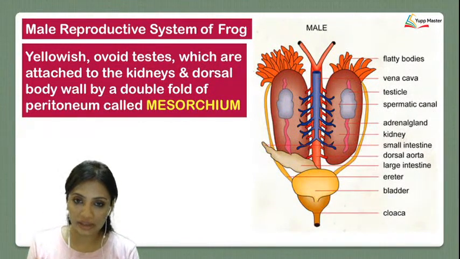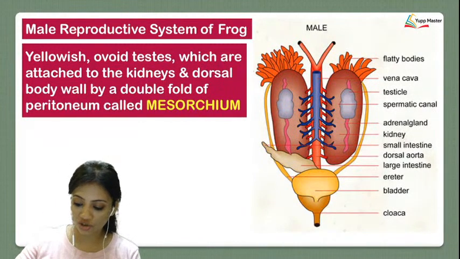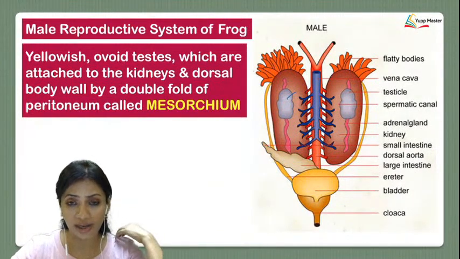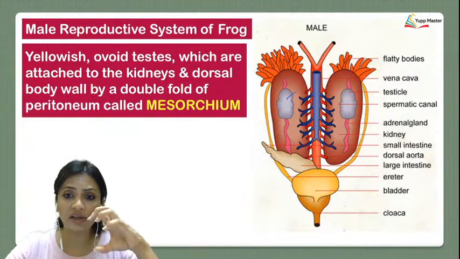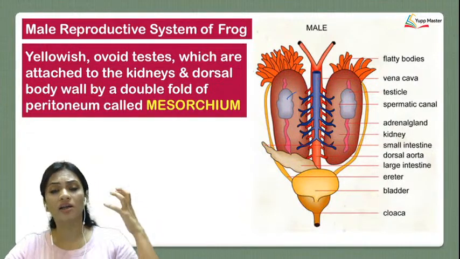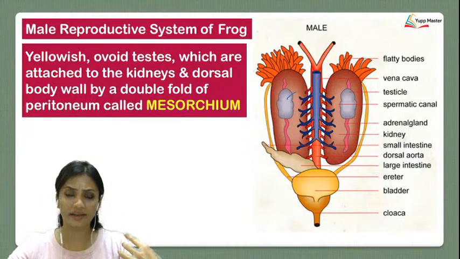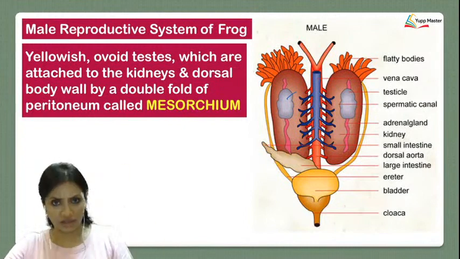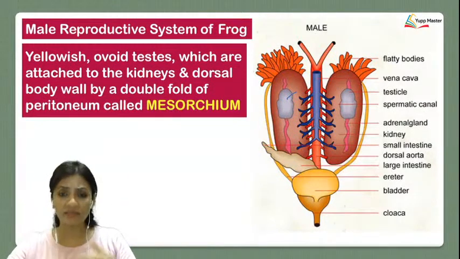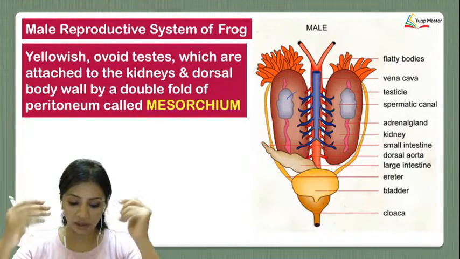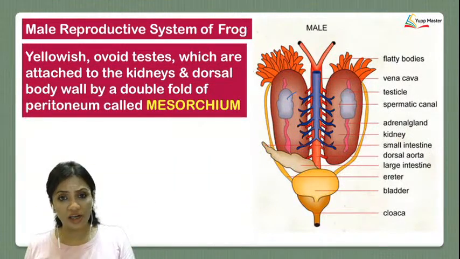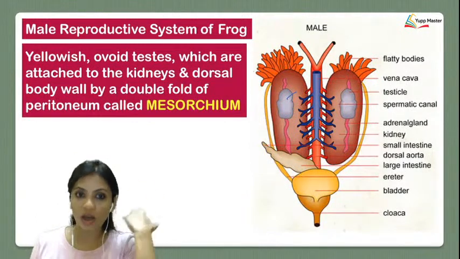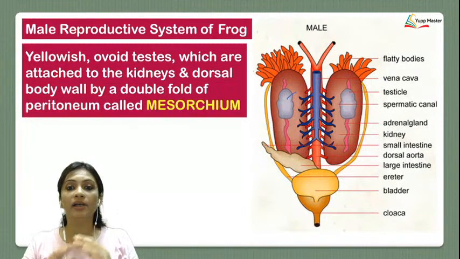They are attached to the kidneys. Can you see how those testes are attached right to the kidney? And also they are attached to the dorsal body wall. I told you that this whole excretory structure is located on the dorsal side, not on the ventral side. So first will come the digestive system, then comes the excretory system, and behind that would be the reproductive system. So they are yellowish ovoid testes, attached to the kidneys and to the dorsal body wall by a double fold of peritoneum.